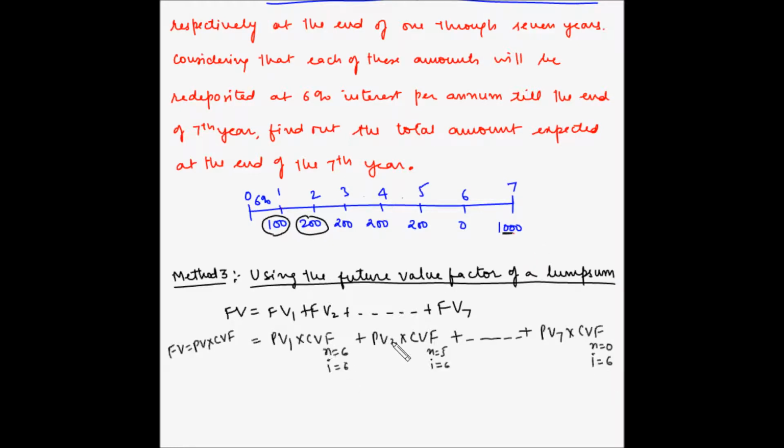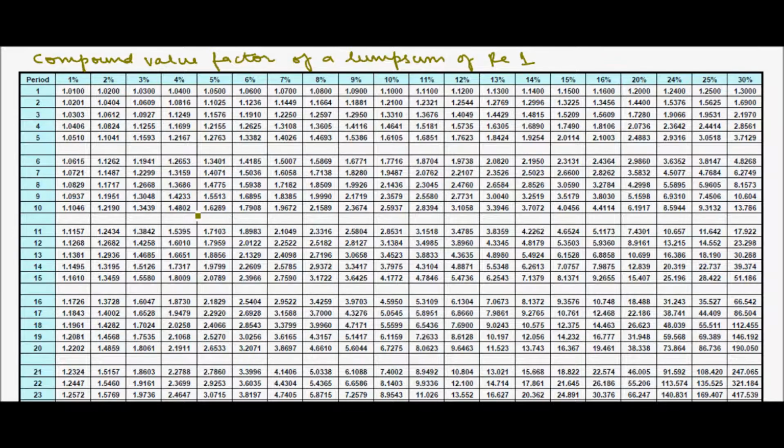So let us find the values of the compound value factors. As shown on the screen, this is the compound value factor table of a lump sum. Now in our case, the rate of interest is 6%, which is this here, and the tenure is 1 through 6. So this is the tenure. So the compound value factors are all of these up to here. So let us use these values in our formula.